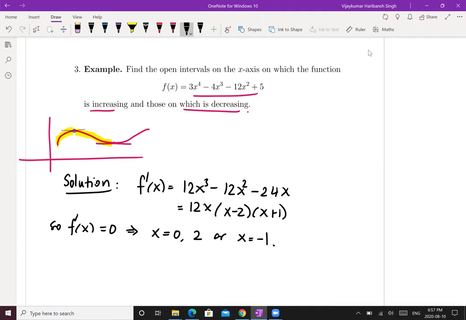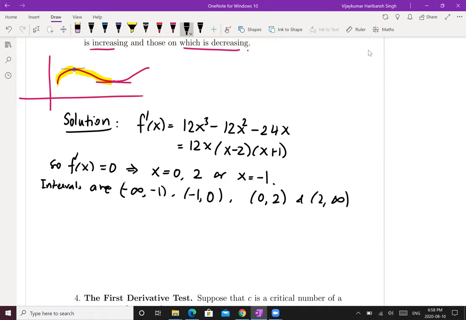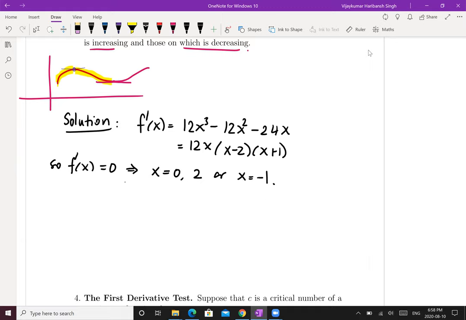Now these will give us the endpoints of the intervals. So how will you get the intervals? The intervals are minus infinity to minus 1, then, sorry, minus 1 to 0, then 0 to 2, and then 2 to infinity. So now what we want to do is see the sign of the derivative, whether the derivative is positive or negative. For that, we'll do what is called a sign diagram.